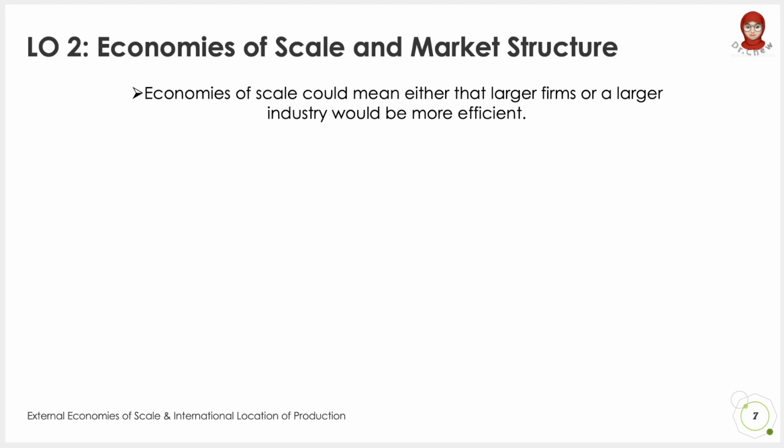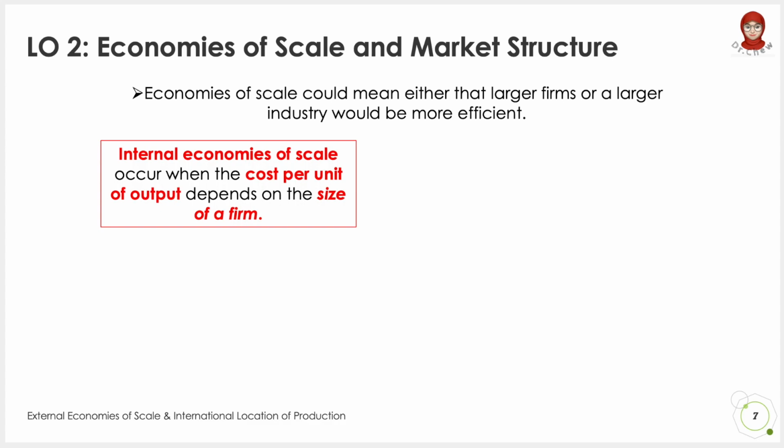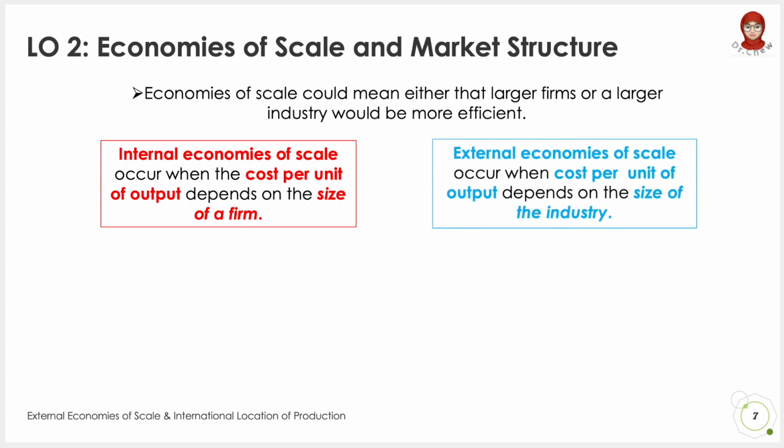To analyze the effect of economies of scale on market structure, however, one must be clear about what kind of production increase is necessary to reduce average cost. Internal economies of scale occur when the cost per unit depends on the size of an individual firm, but not necessarily on that of the industry. External economies of scale occur when the cost per unit depends on the size of the industry but not necessarily on the size of any one firm.